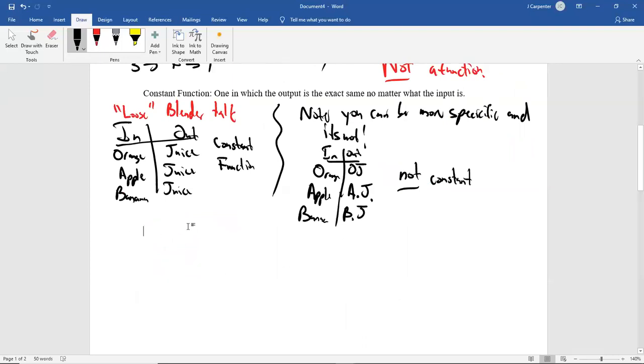Something that we're never, ever going to talk about again in this class, honestly, a one-to-one function. This is a function in which every input and output is unique to each other. And I don't want to say it like that. I want to say every input has a unique output that is not repeated.